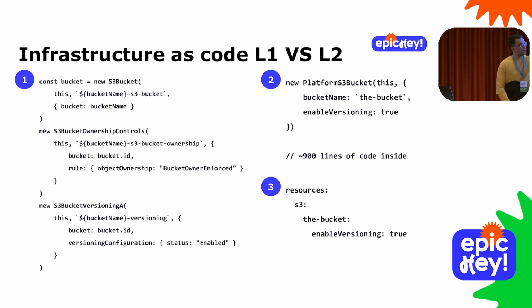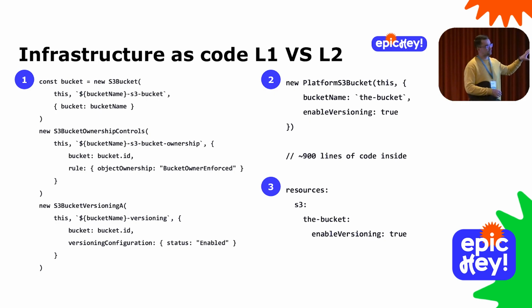Option number two is a high-level abstraction already. You can take the code from option number 1, generalize it, parameterize it properly, and then put it into a new construct. Usually this construct is called a level 2 construct. So in option 1, we worked with the base level 1 constructs for infrastructure as code. In option 2, we work with a level 2 construct, which we created ourselves. It allows you to create a bucket pretty simply, just providing a few lines of code.